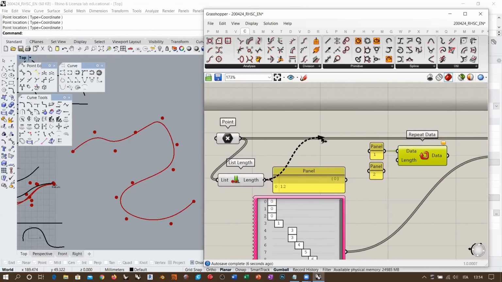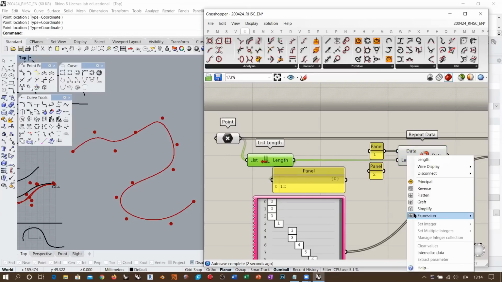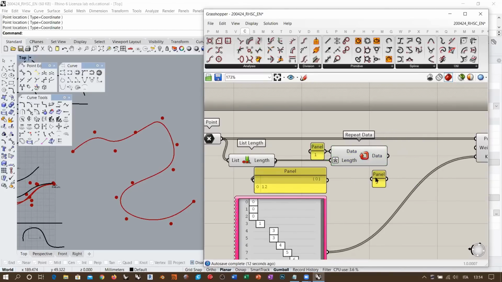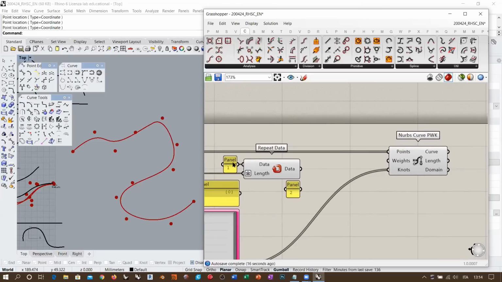Repeat it the same length as this amount of control points, but minus 1. So basically I have 12 control points. 11 of them will have the same weight, which is 1. And then I will have this value here, okay? So I am creating a set of weights, all the same, all 1, but one of them which will have the weight of 2.